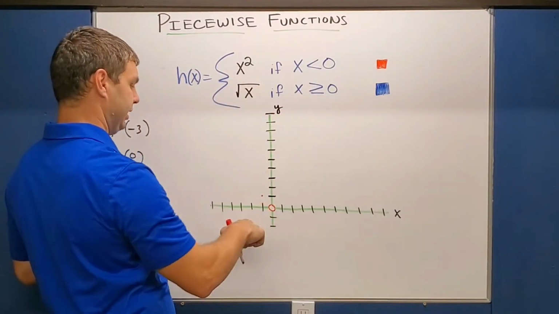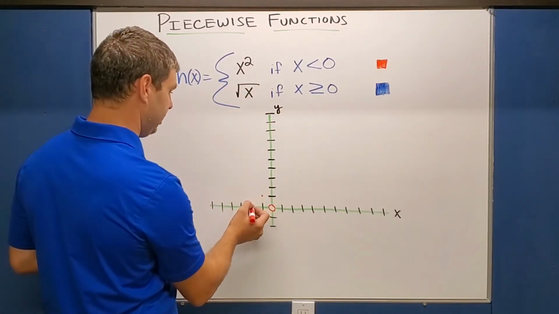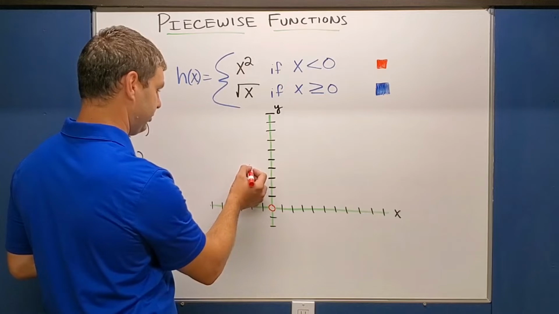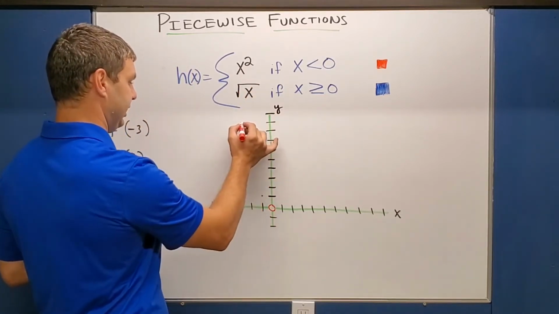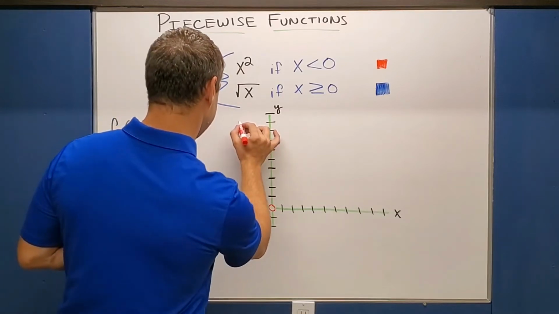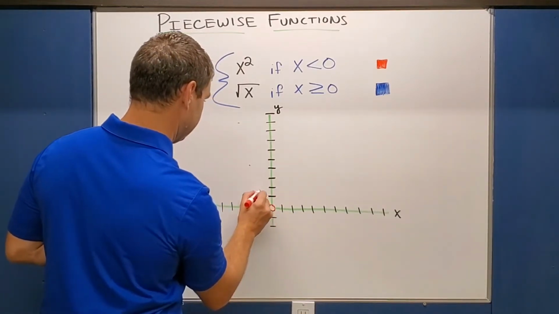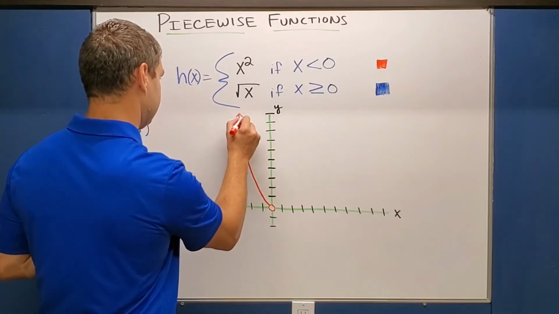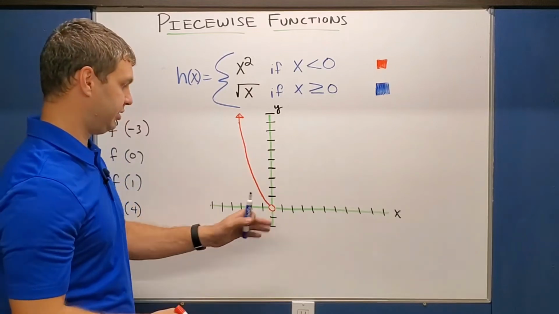Right, -2 squared, if I put my next value in, is going to be 4. So -2, go up to 4 here. And then -3 is going to be up to 9. -3 squared is 9. Try to be pretty precise. And I get this parabola-looking shape, but it's only on the left side of 0.